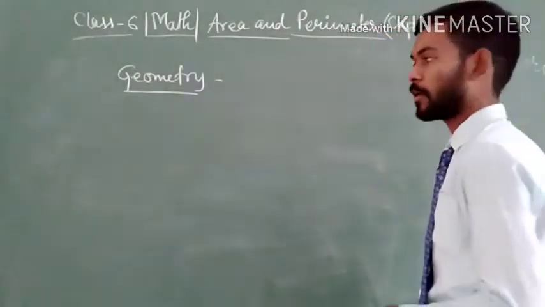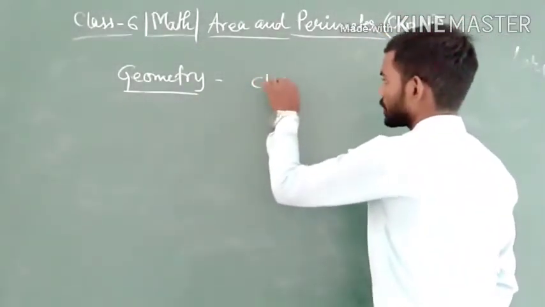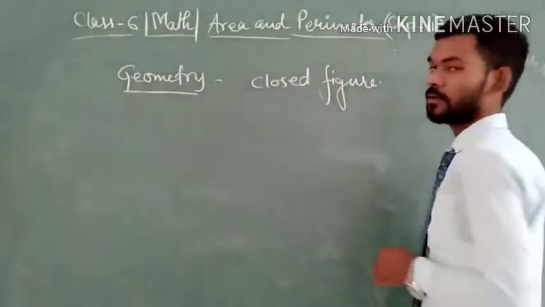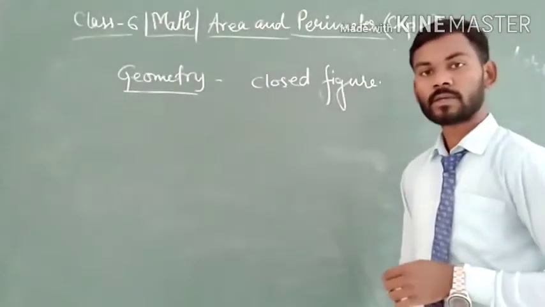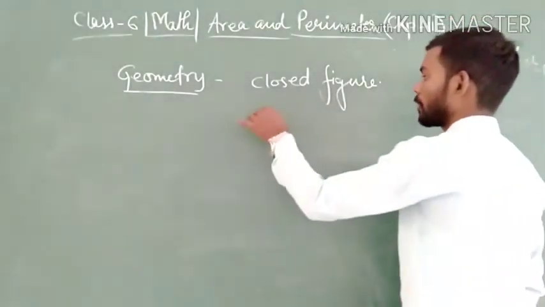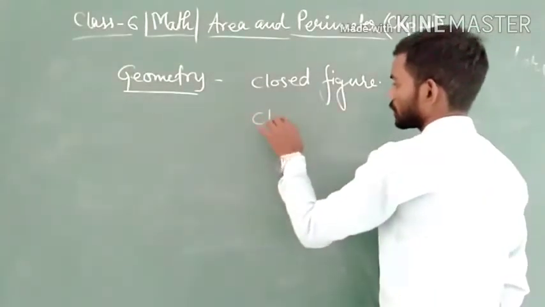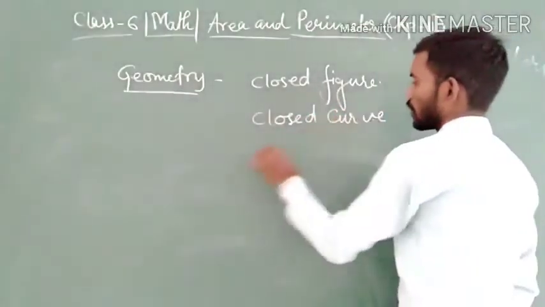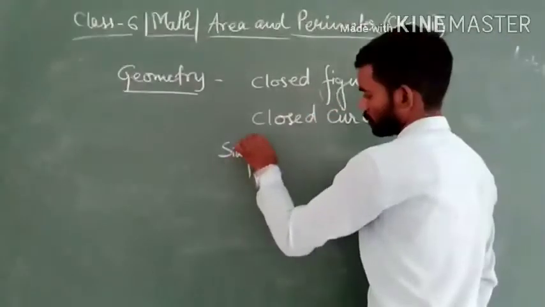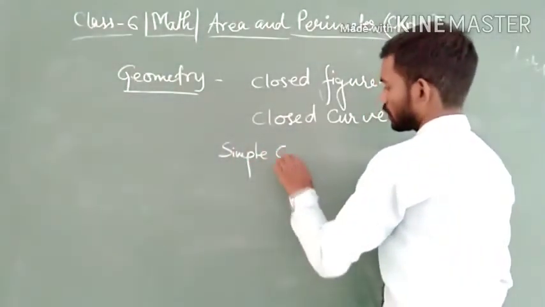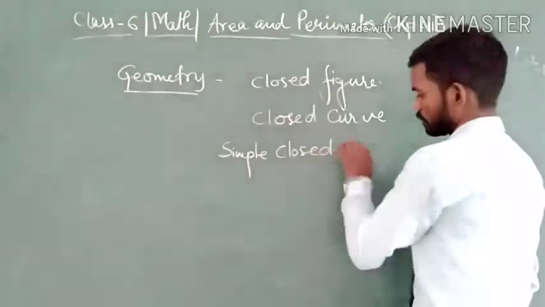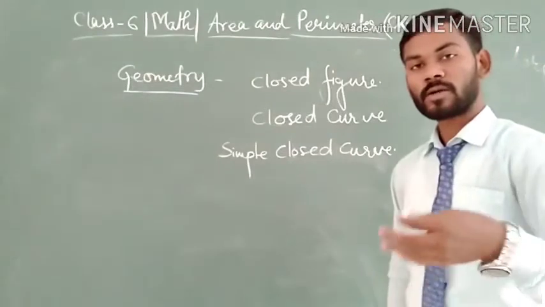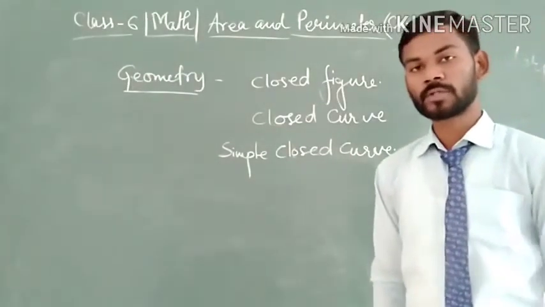We learn about closed figures, and we know what a closed figure is. Sometimes this closed figure is also known as a closed curve or simple closed curve. Why are they known as closed curve, closed figure or simple closed curve?